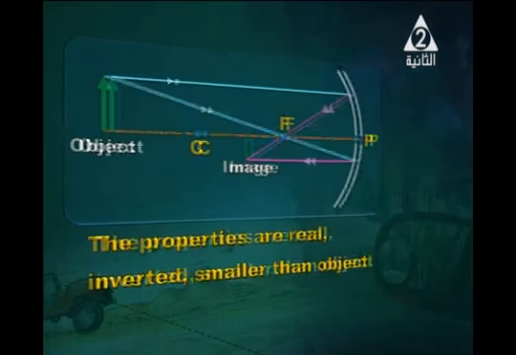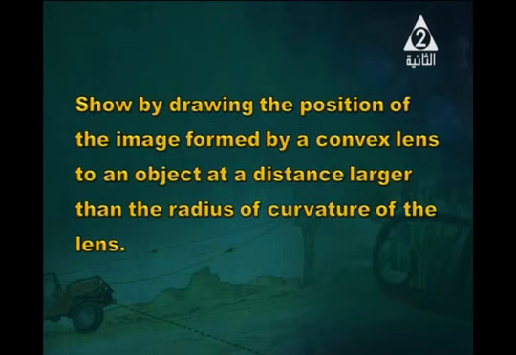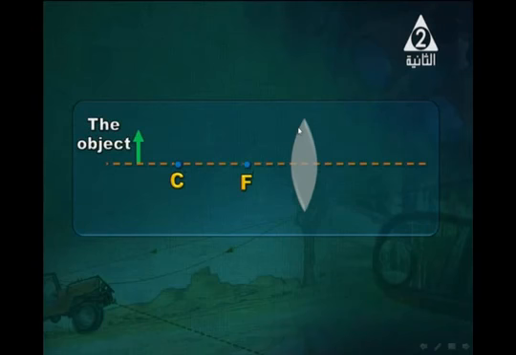Another problem: show by drawing the position of the image formed by a convex lens of an object at a distance larger than the radius of curvature of this lens. Firstly, we draw the convex lens. Then we draw the principal axis of this lens, determining the position of the focus and the position of the center of curvature of the lens. The object stands at a distance larger than the radius of this lens.